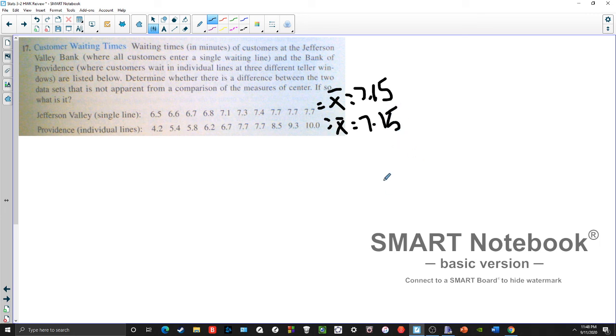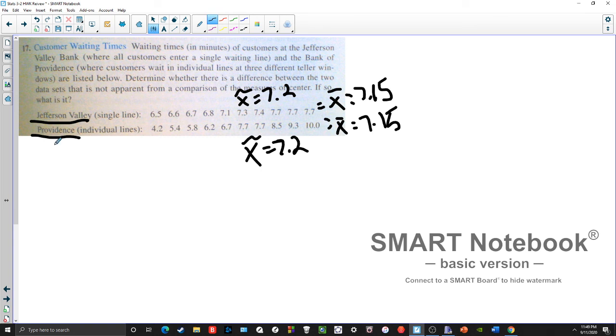So the means are pretty much the same. I believe that the median for the first one is about 7.2. So this x tilde is 7.2. And then the median for the second one, I think, is also 7.2, if I remember correctly, or pretty darn close to it. So the idea for this is that, according to the mean and the median, these have dead on the same average wait time. So if you go to Jefferson Valley and if you go to Providence, you're going to wait in line about the same time on average, which is about 7 minutes.